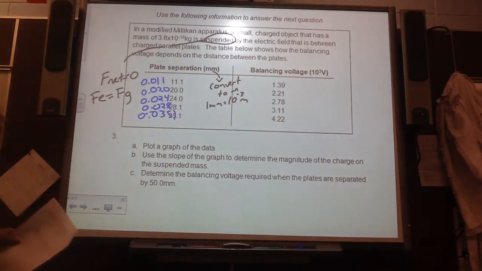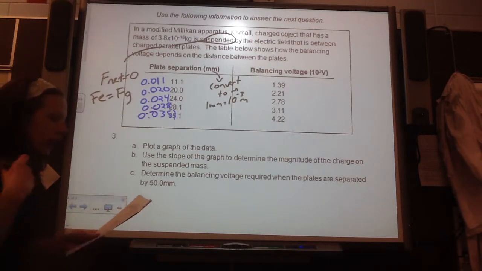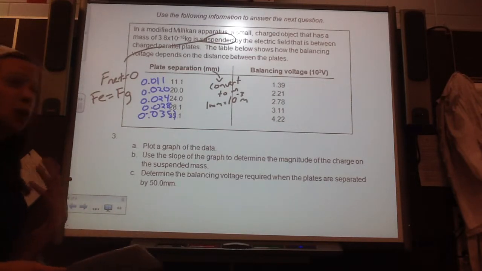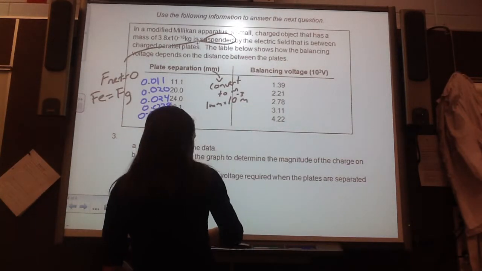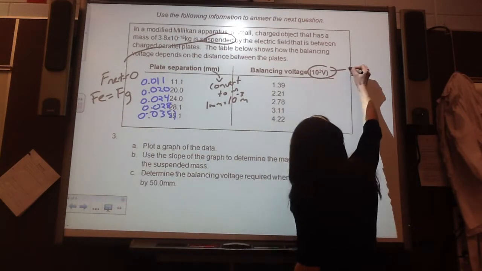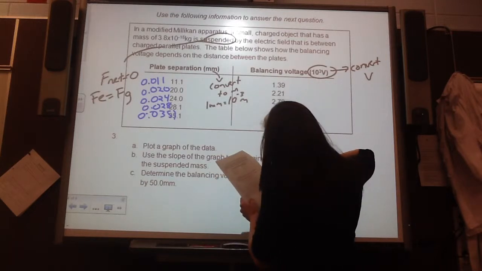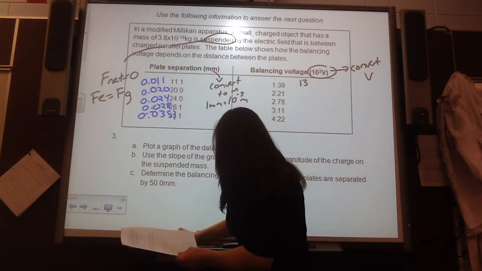So just divide all of those by 1,000. Now our balancing voltage that we're given is times 10 to the power of 3 volts. So let's put those into actual volts for our units so that we have meters and volts. So let's convert back to just volts. So we times by 1,000. We'll use a different color.